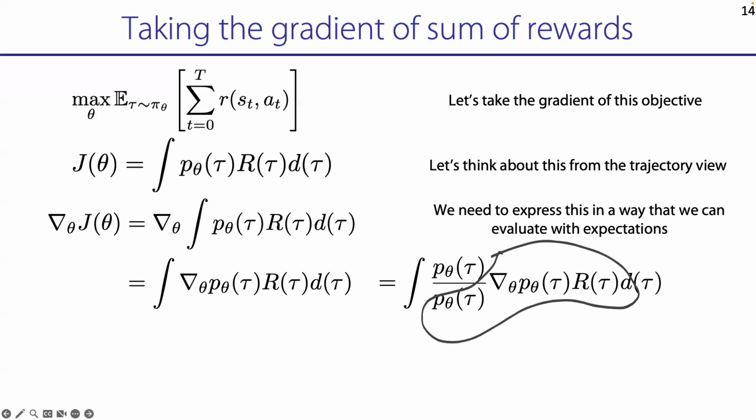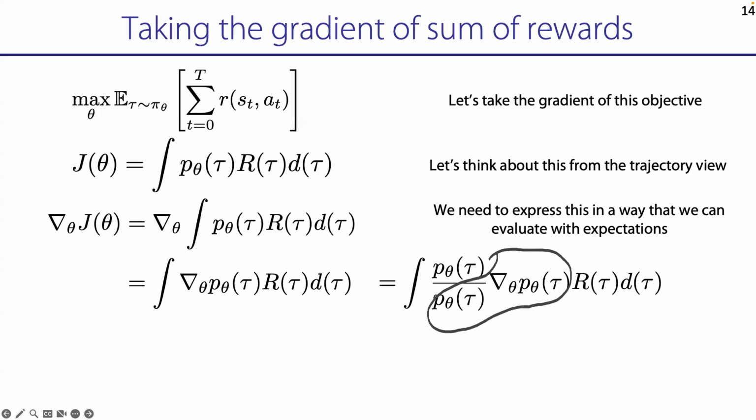Okay, so we're going to simplify it some more to see the expression that you want to see. What we want to do is look at this particular thing, grad theta p theta tau divided by p theta tau, right? And we want to simplify it further. So is there a simpler expression for grad theta p theta tau? Can we use the chain rule to simplify it? Yeah. That's right.